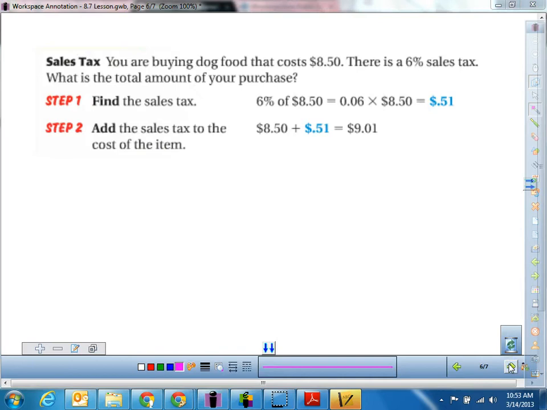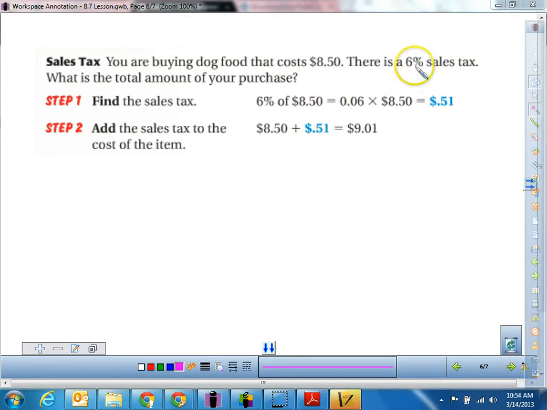Good job. Now we talked about tax, and that's a big thing as you grow older. Every time you buy something, chances are there's probably some kind of a sales tax on it. And so a lot of places, depending on where you're at, different states and different cities have different sales taxes, but they're usually somewhere less than 10%. It might be 7.5%, might be 5.5%, might be 6%. But for this purpose here, we're going to say that we have a 6% sales tax, and we're buying a hot dog that's $8.50 to begin with.